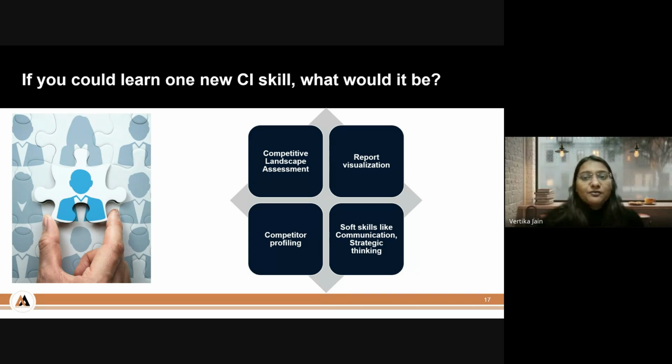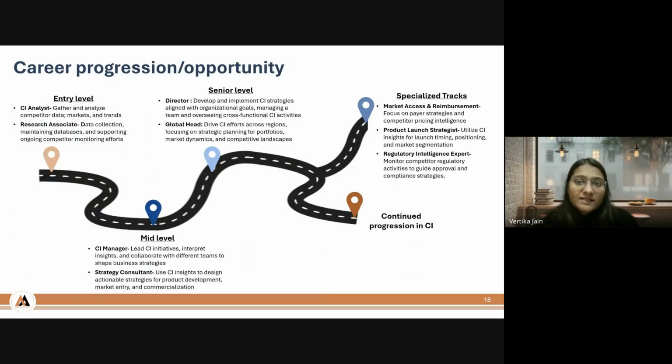So now we will have Faheem, who is going to discuss the most important skills and competencies required for a CI role, one of the most asked questions in our chat box today. Thank you very much, Ritika.